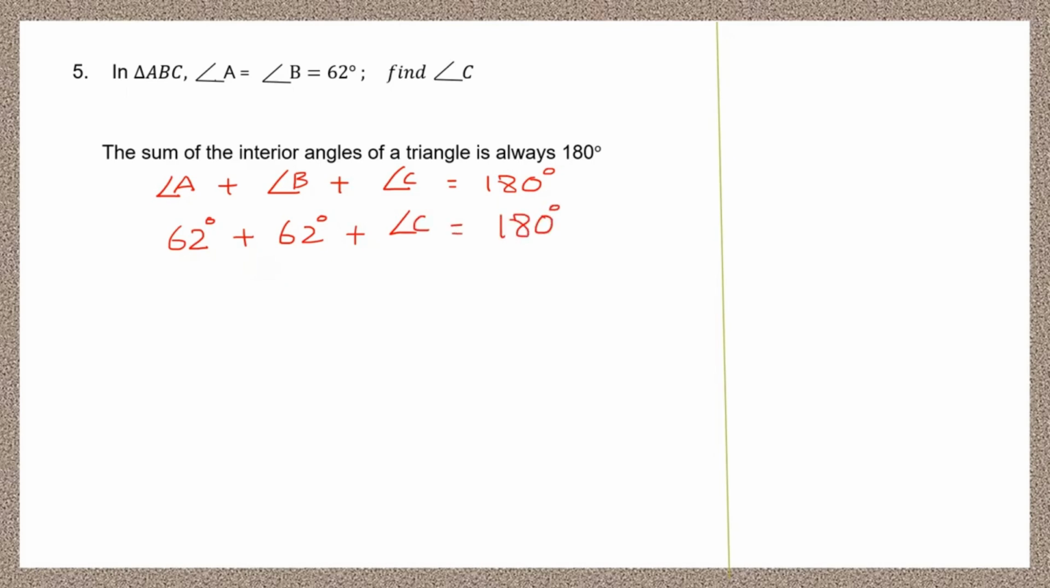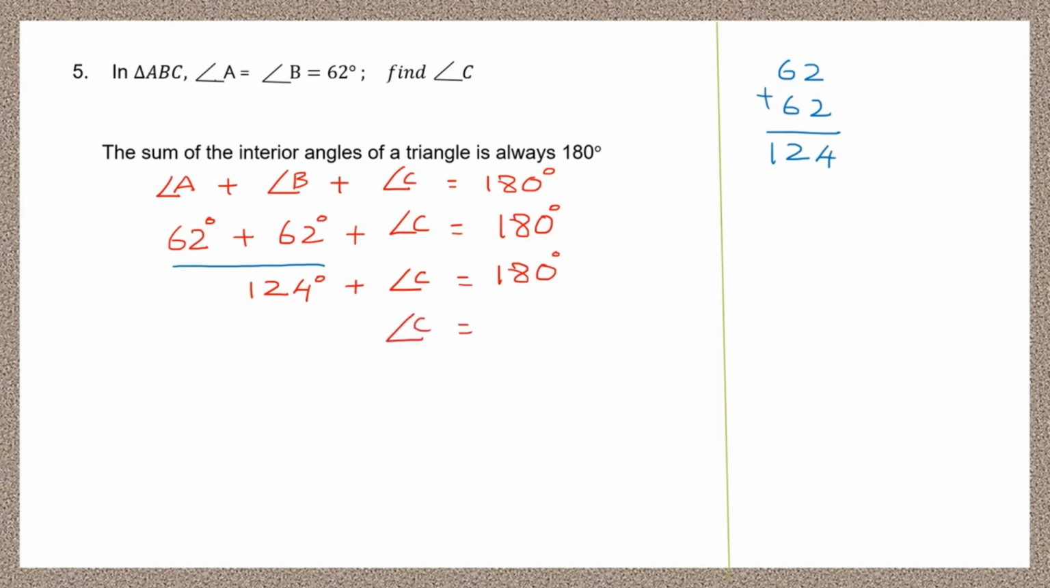So let's add up 62 and 62. 62 plus 62. 2 plus 2 is 4. 6 plus 6 is 12. So we've got 124 degrees plus angle C is equal to 180 degrees. Now since we have to find angle C, I'm leaving it on the left hand side. And what is on the right, I'm leaving it there. Now I'm going to move 124 to the other side. The addition operation will now change to subtraction.